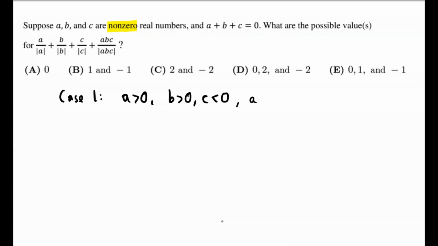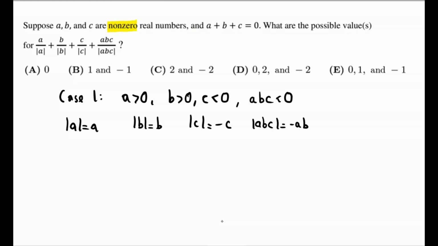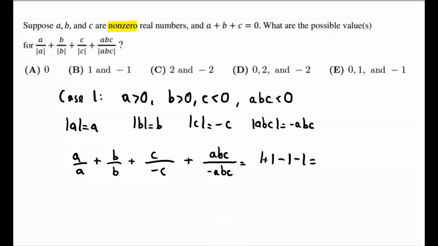From this, it also follows that ABC is less than 0. So this means that |A| is equal to A, |B| is equal to B, |C| is equal to -C, and |ABC| is equal to -ABC. So now our expression becomes A/A + B/B + C/(-C) + ABC/(-ABC). And this simplifies to 1 + 1 - 1 - 1, or 0.